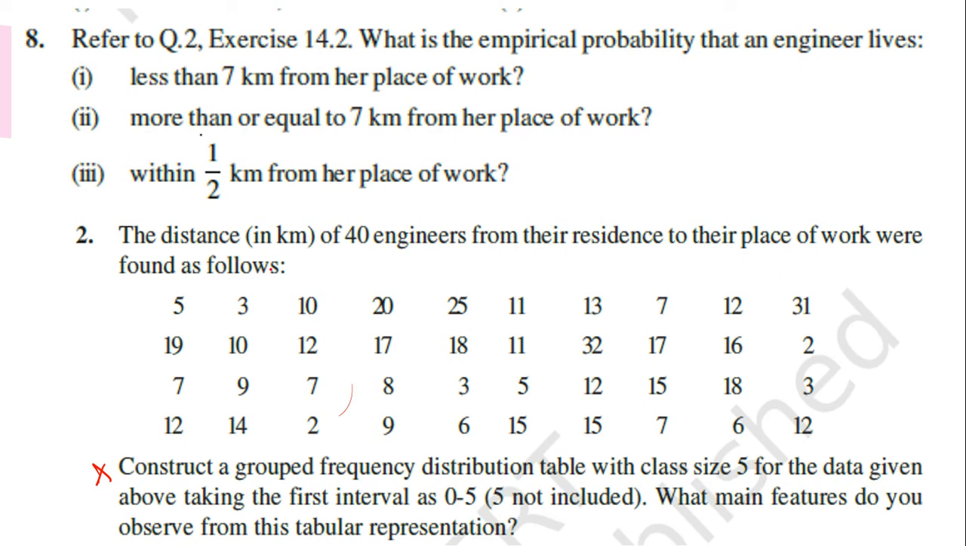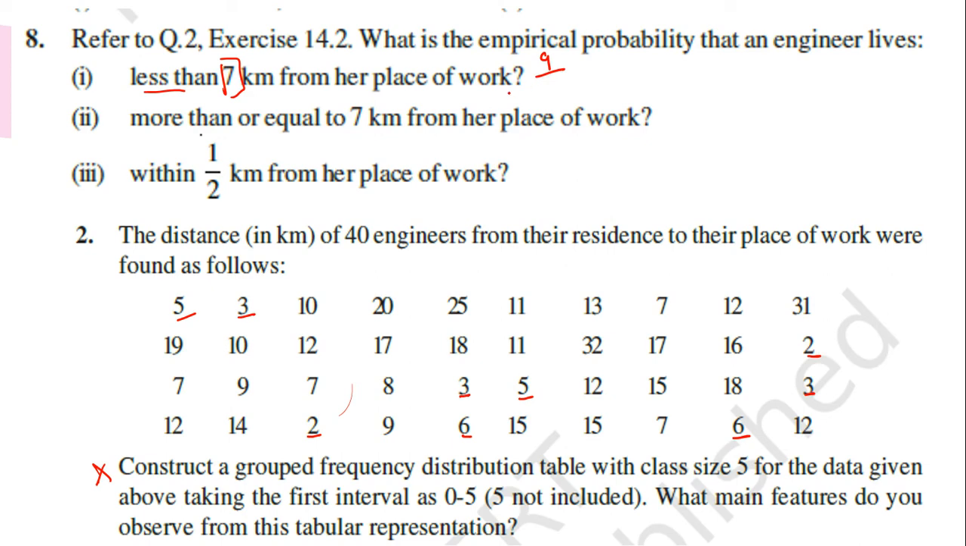Less than 7 kilometers means up to 6. So how many are there? 1, 2. Less than is written, not less than or equal to. Less than is written, so 7 we cannot consider. Less than 7, so 7 we cannot consider. And 3, 4, 5, 6, 7, 8 and 9. So the favorable outcomes are 9.